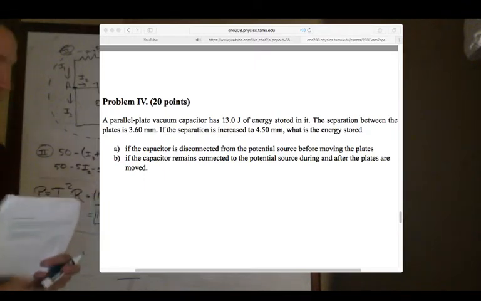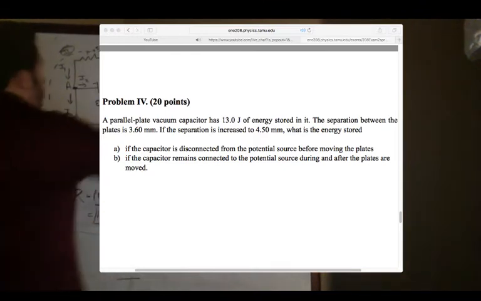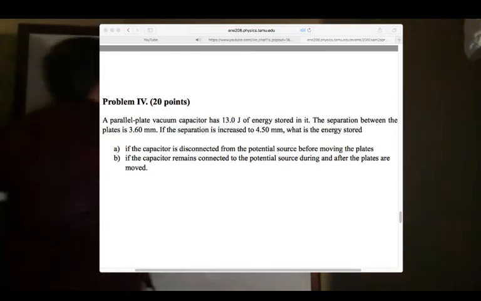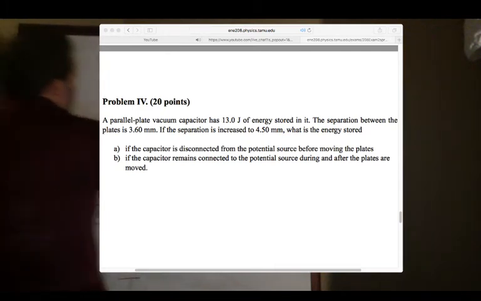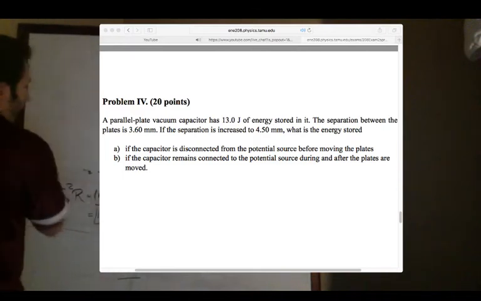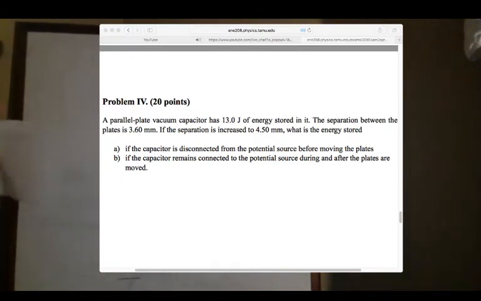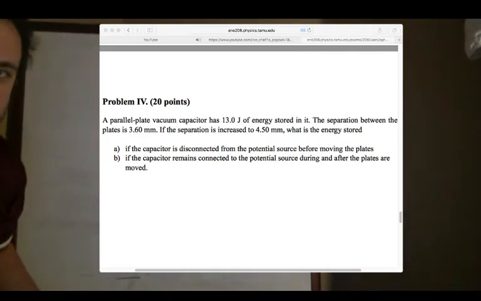Okay, so we have a couple different scenarios. We need to know our equations. Let's go ahead and remind ourselves of the equations for energy between parallel plate capacitors, as well as reminding ourselves what the capacitance between parallel plate capacitors is. Okay, so let me go ahead and move this off to the side.